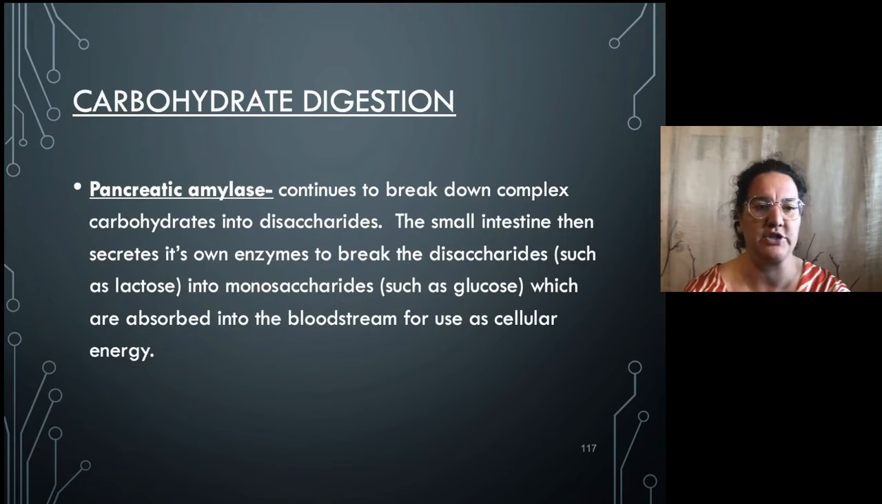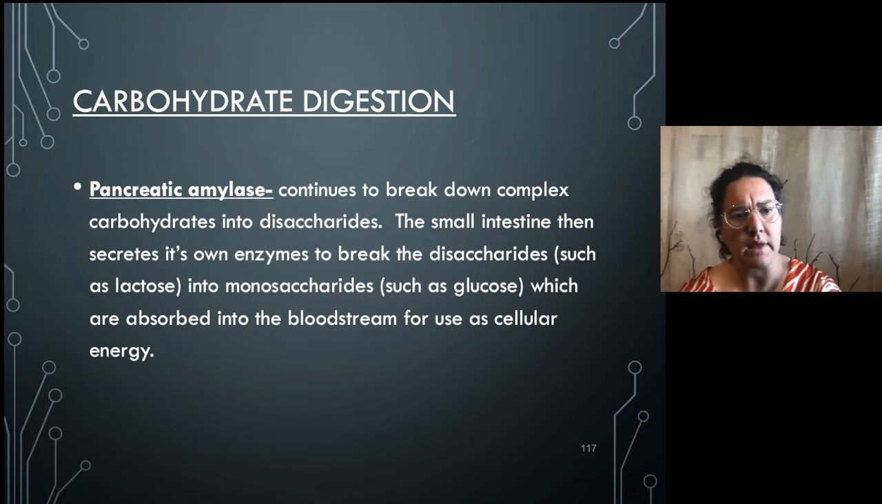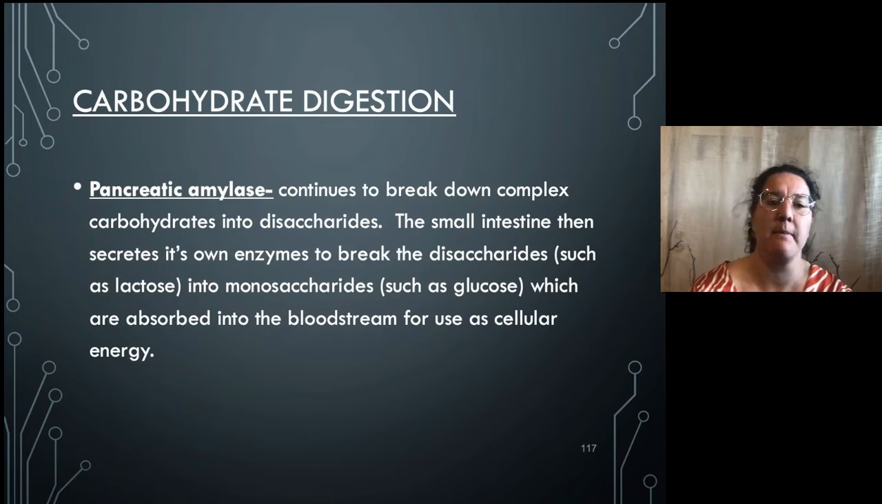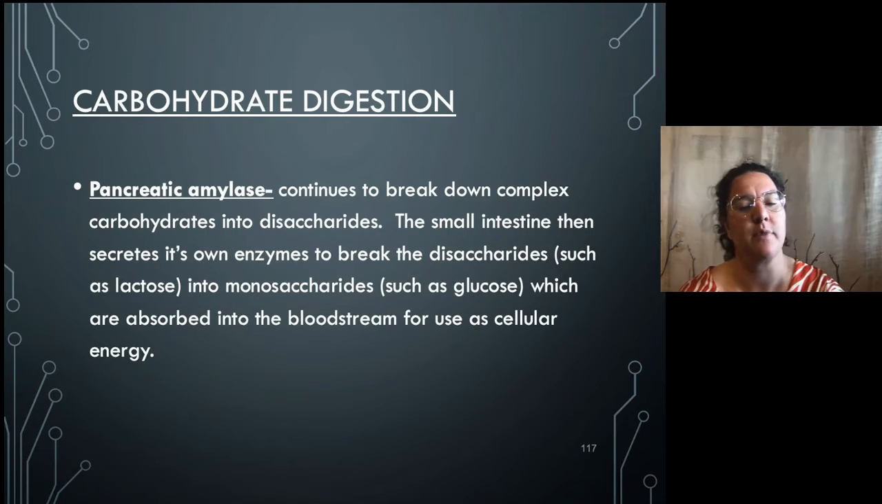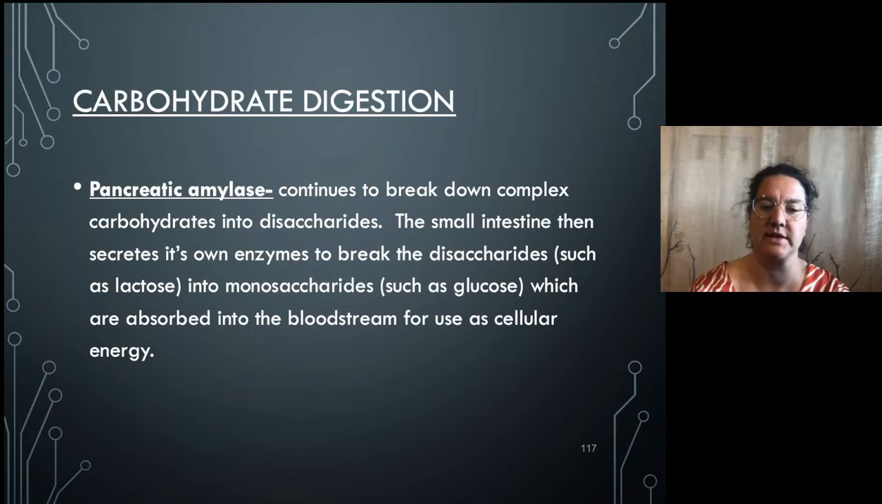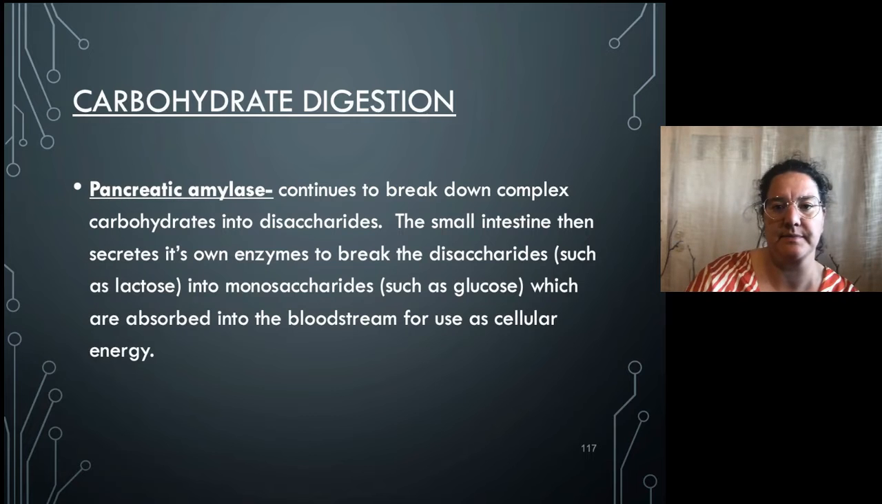So carbohydrate digestion began in the mouth with our salivary amylase for chemical digestion, but we had no chemical digestion of carbohydrates occurring in the stomach. Once we're into the small intestine, the pancreas releases pancreatic amylase, which continues to break down the complex carbohydrates into disaccharides. The small intestine then secretes its own enzymes, such as lactase for lactose, and breaks the disaccharides down into different monosaccharides, such as glucose. And now those monosaccharides are able to be absorbed into the bloodstream for use as energy by our cells.